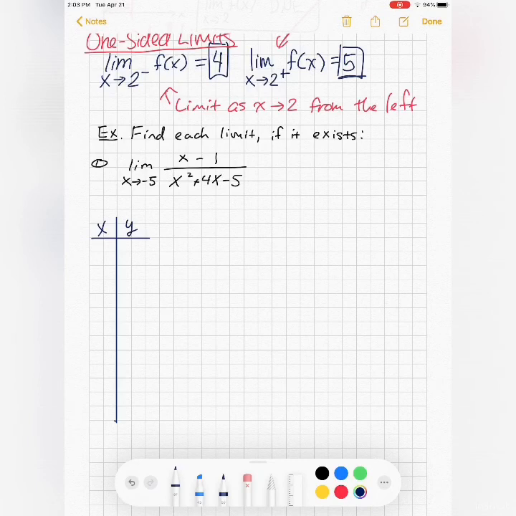Let's see, I don't know. -5.1, -5.01. Then I have to do both sides, -4.9. Actually, let's even go closer, -4.99. Okay, let me plug this value in. So this is going to be what? -5.1 minus 1 over -5.1 squared.